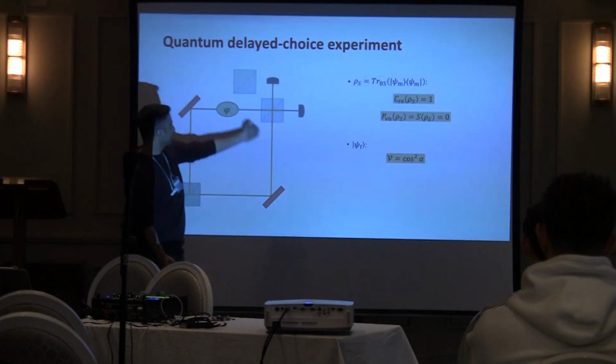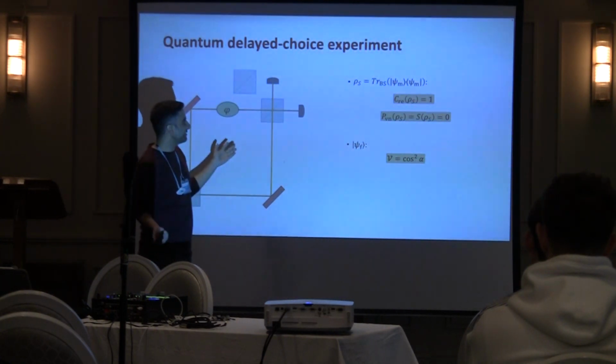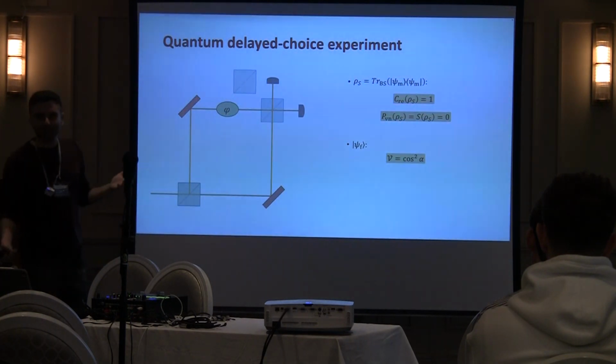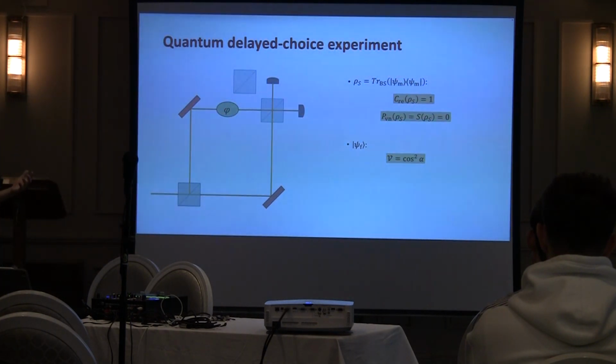However, if you consider the state inside, of course what we get is path coherence, maximum. So if you think of it as a potential of interfering, you still have a maximum potential of interference. You have the potential to get maximum visibility.